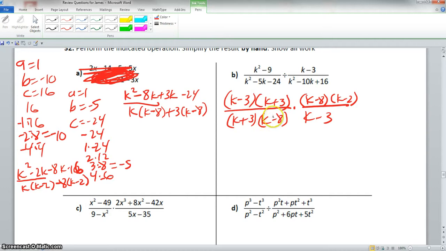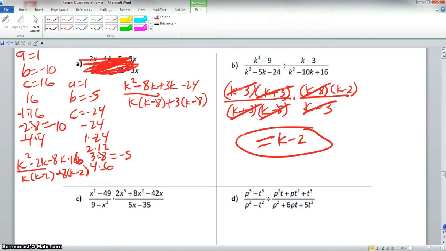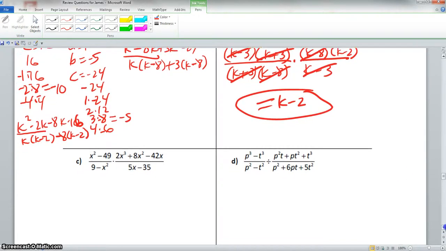So now we factored everything. These k minus 3's will simplify out. These k minus 8's will simplify out. These k plus 3's will simplify out. And we'll be just left with k minus 2. Now we go down here to C.